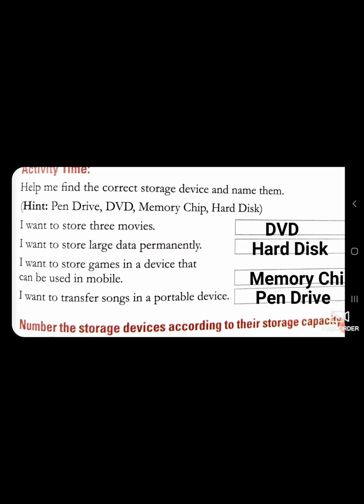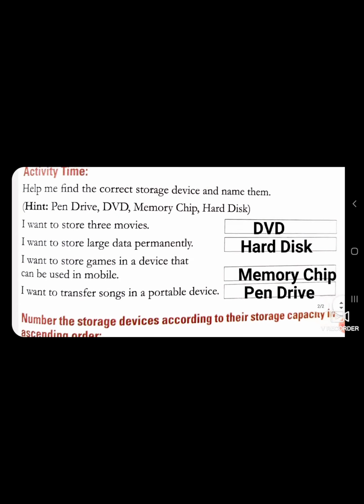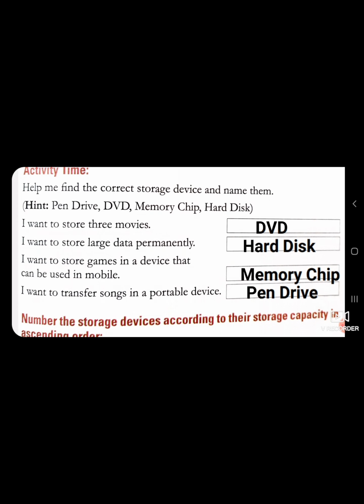Number 2. I want to store large data permanently. See it very carefully. Permanently is given. It means we can store it in hard disk because it is fixed inside the CPU. Write down hard disk. Number 3. I want to store games in a device that can be used in mobile. What we have in a mobile? We have a memory chip. So write down memory chip.